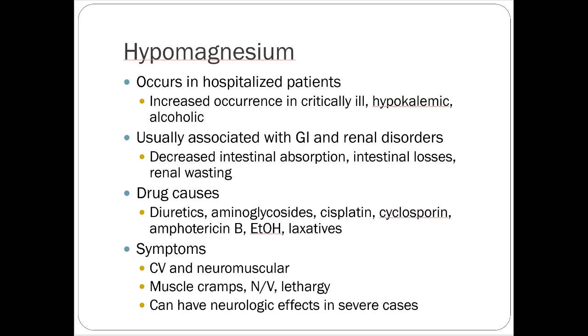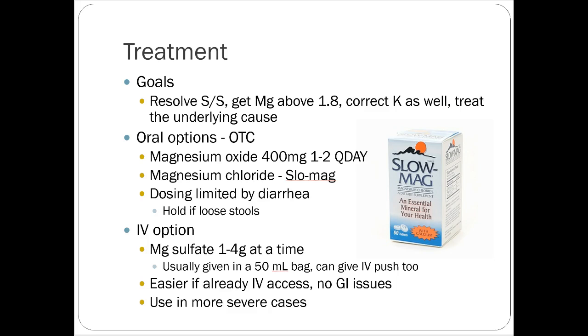Okay, low mag. Again, hospitalized patients, GI and renal disorders, drug causes, diuretics being the big one here. Symptoms can be nondescript, but CV, neuromuscular, muscle cramping type of things, maybe neurologic in severe cases. I honestly don't think I've ever seen anyone that we've said, yep, that was an emergency presentation because of low mag. We usually just mostly get concerned about mag because potassium replacement goes hand in hand with it.